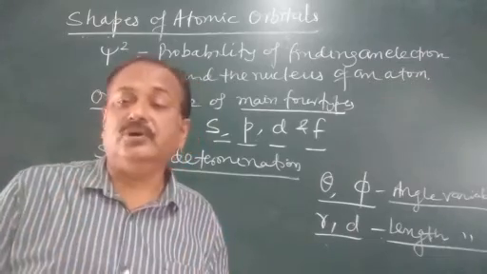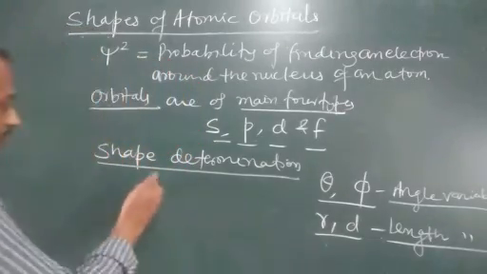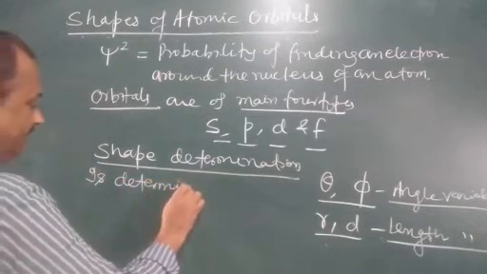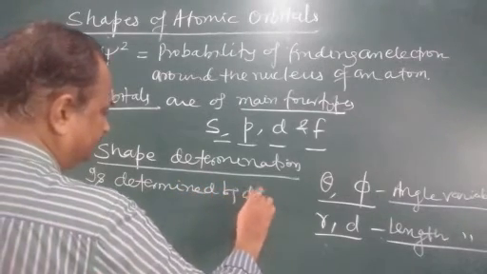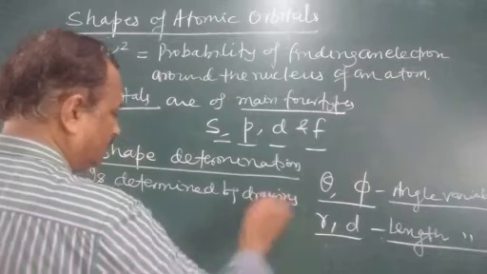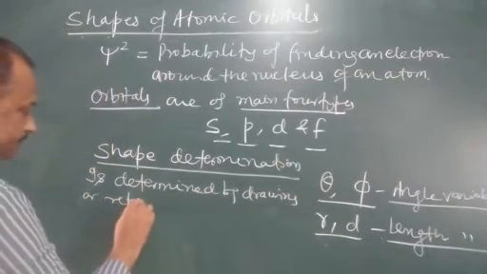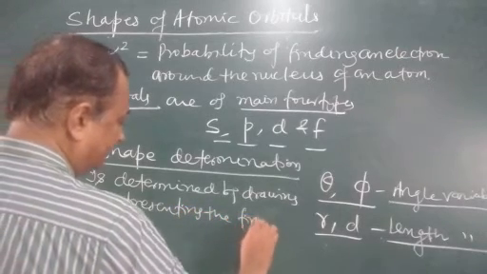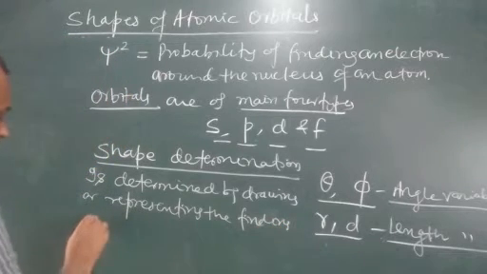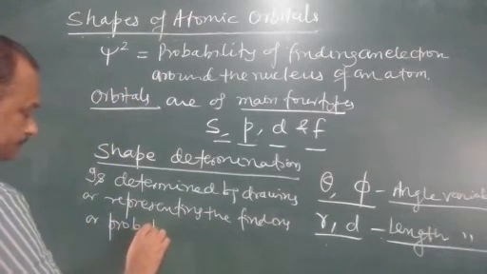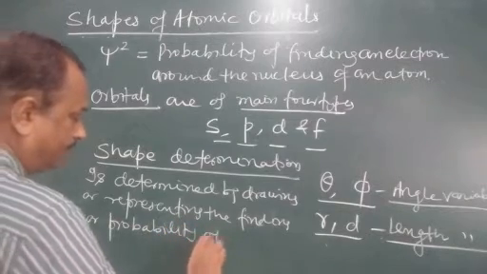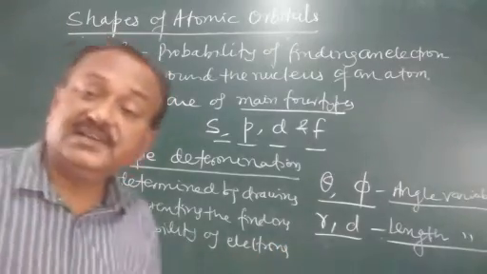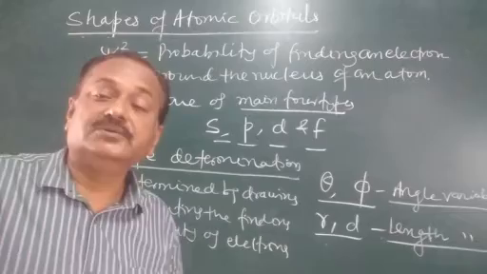That is, what is the shape of an orbital, and the shape of an orbital is determined by drawing or representing the finding or probability of electrons. So we draw certain graph to find out the shape of an orbital.